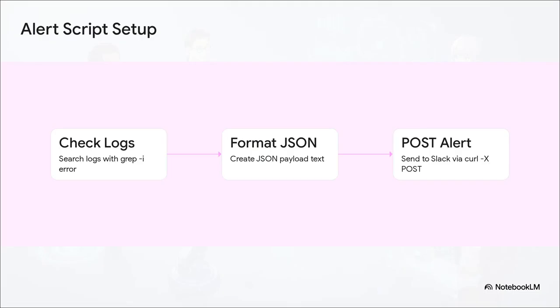Let's look at how a brilliant, simple 3-step bash script builds this second method. Step 1. The script uses grep to scan your log files, say /var/log/myapp.log, for any sign of the word error. Step 2. It quickly formats a JSON payload. And Step 3. It uses the curl networking command to instantly post that payload to a Slack webhook.